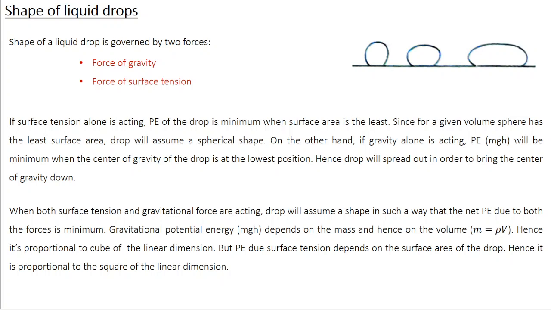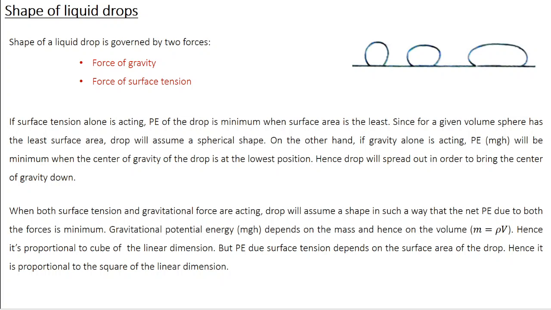Surface tension plays a very important role in determining the shape of liquid drops. In general, the shape of the liquid drop is governed by two forces. One is the force of gravity and the second one is the force of surface tension. If surface tension alone is acting on the drop, then the potential energy is minimum when the surface area is the least. This we know from the molecular theory.